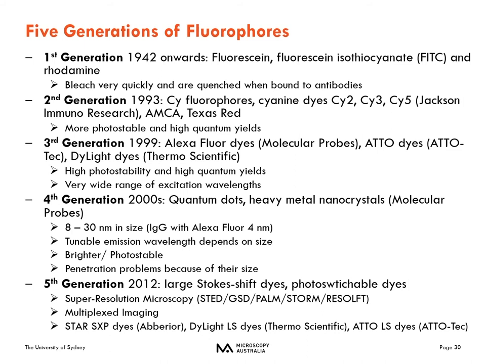Chemists continued working on developing brighter and more stable fluorophores for light microscopy. The first generation fluorophores, such as fluorescein, FITC, and rhodamine, bleach very quickly and are quenched when bound to antibodies. Second generation cyanines, or Texas red, are more photostable and have higher quantum yield. In 1999, third generation fluorophores came out as the Alexa Fluor dyes, ATTO dyes, and DyLight dyes. They offer a wide range of excitation wavelengths and have higher photostability and higher quantum yield.